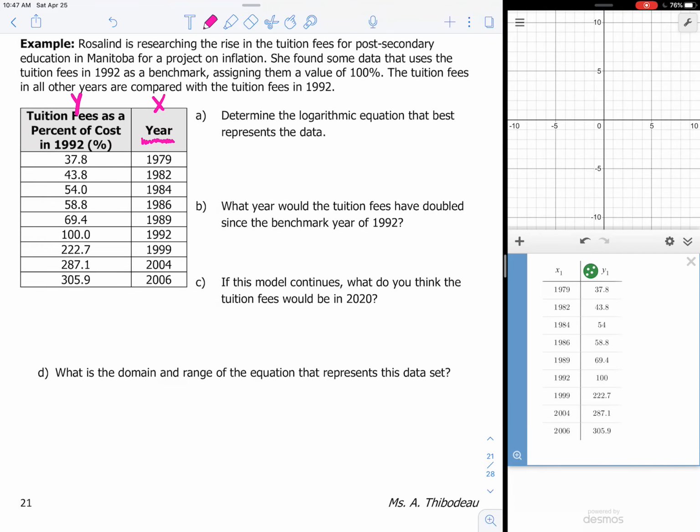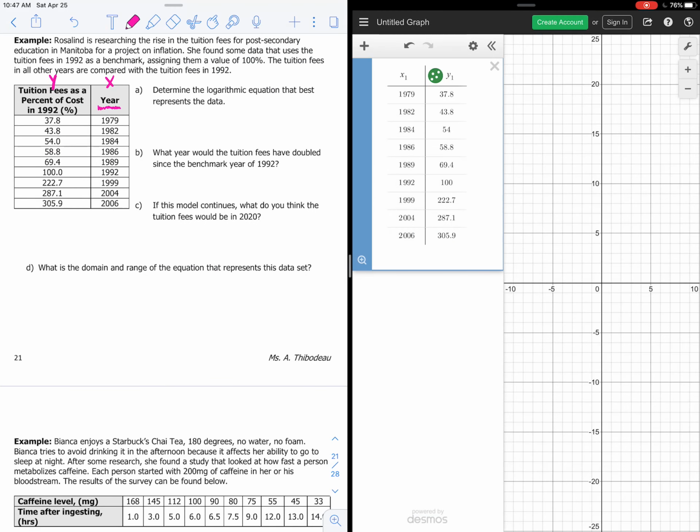Okay? So I took the liberty of plugging this into Desmos already, but notice that under my x column, I put all of the years, 1979, 1982, 1984, and so on. In the y, I put all of my percent values, so 37.8, 43.8, 54.0, and so on and so forth. Okay? If you swap them around, you will get a different and incorrect equation.